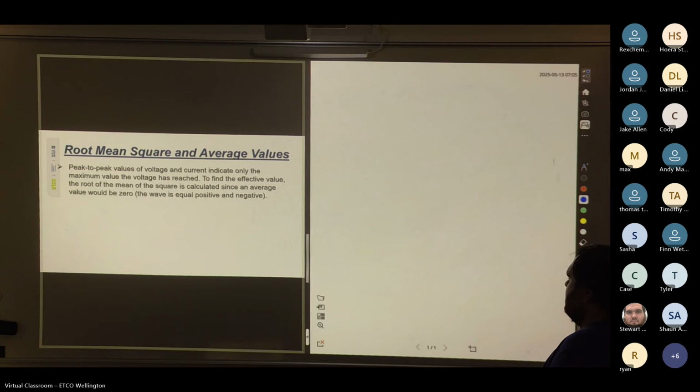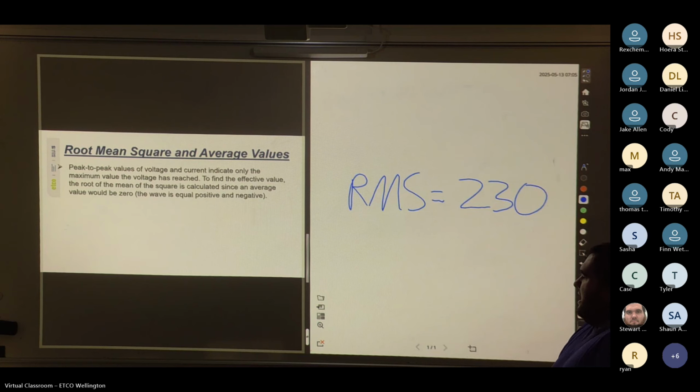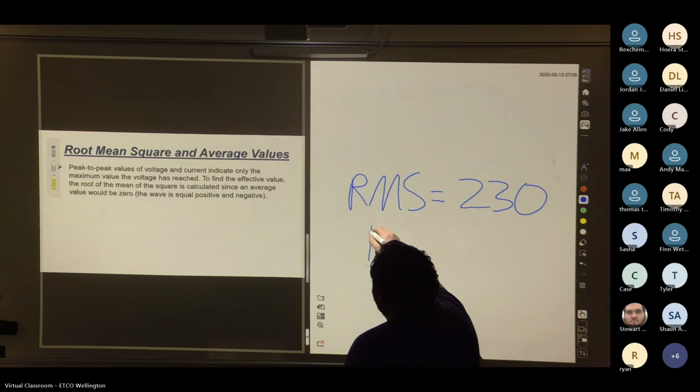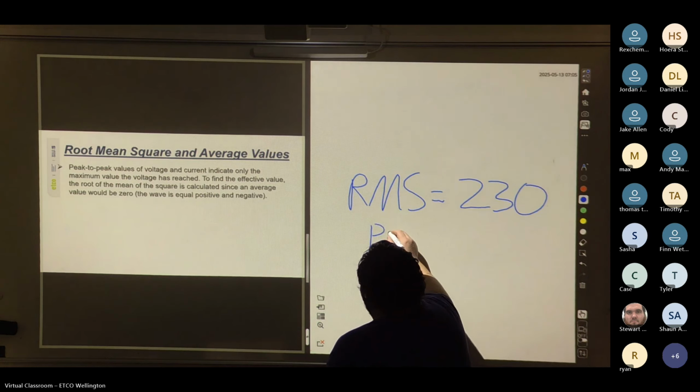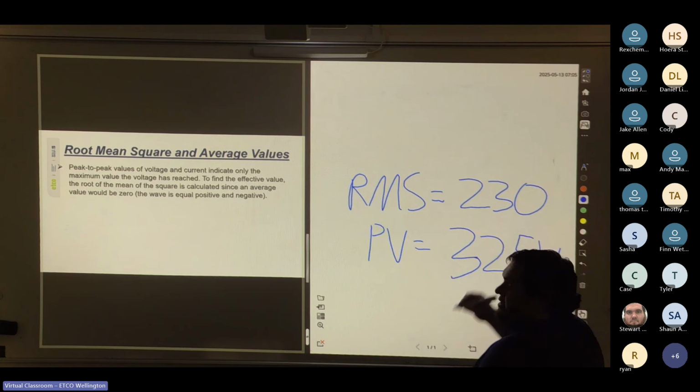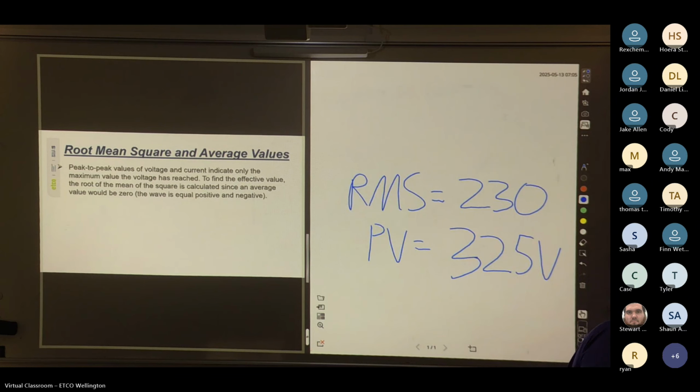So in New Zealand, most of the time we have an RMS voltage of 230 single phase. So that is an RMS value. And then our actual peak is normally about 325 volts. When you think about, no, it's only 230 volts. Yeah, that's the RMS value, but the actual peak voltage is 325.